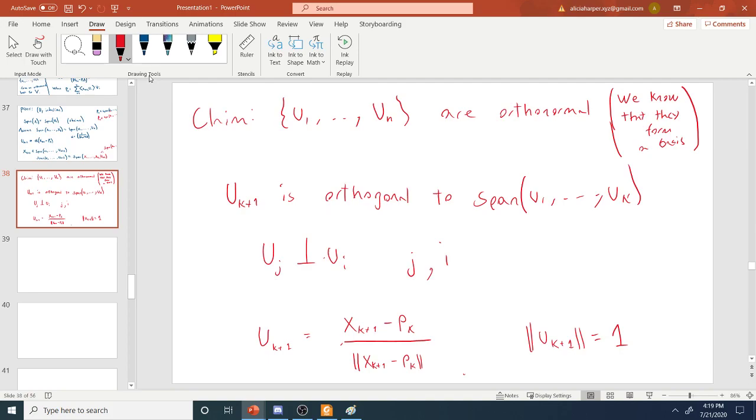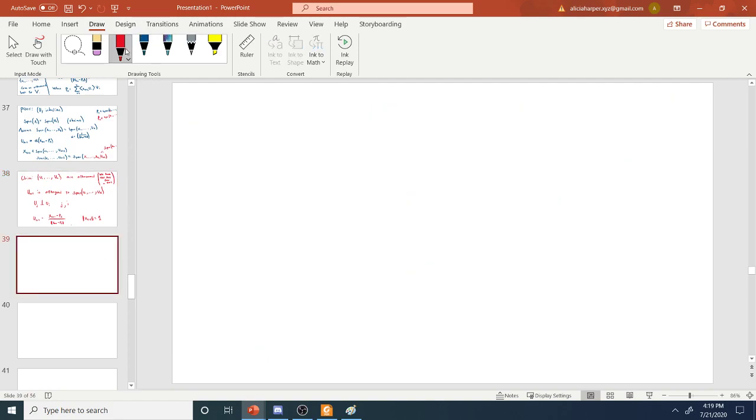All right, so now what I want to do is some examples of how the Gram-Schmidt process is used. So here's what we're going to do. We're going to start with the following basis. Give me 1 second.